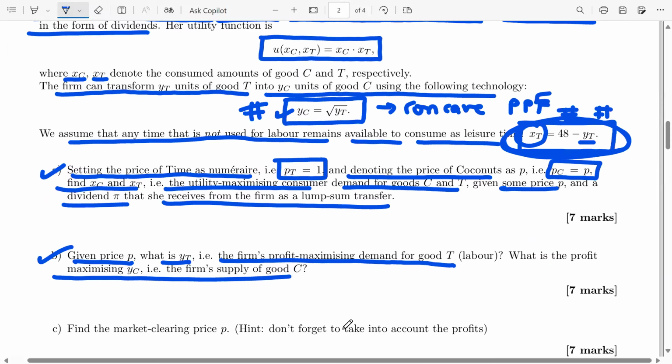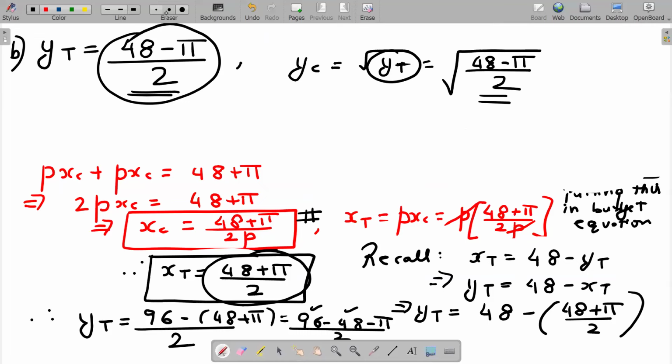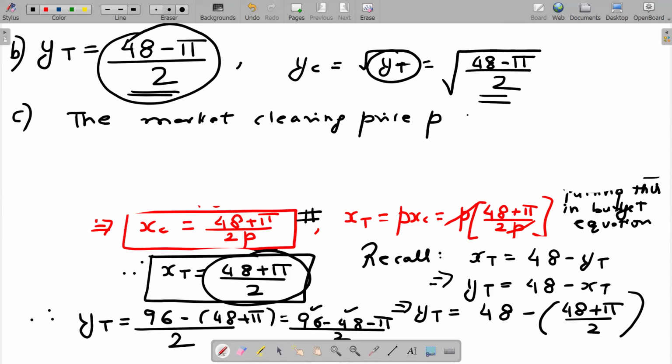Coming back to the question paper, let's look at part C. Find the market clearing price P. The market clearing price is where demand is equal to supply. So for part C, the market clearing price P is given by the condition that the demand for coconuts is equal to the supply of coconuts.